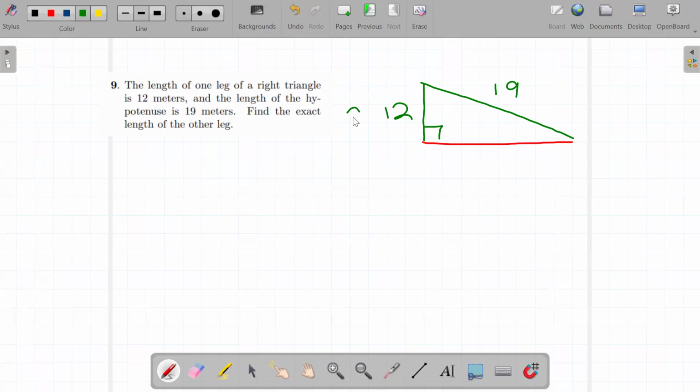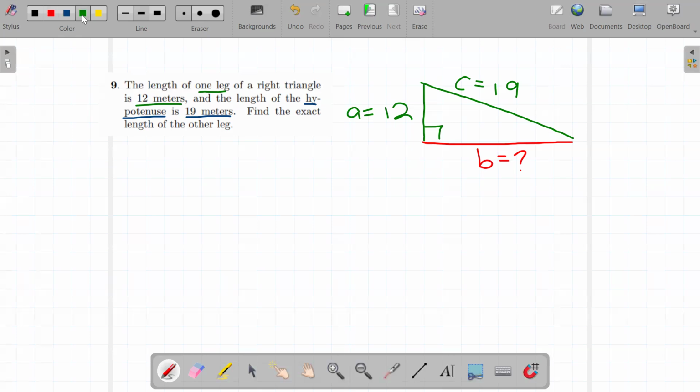So I have a leg. Let's say this leg is going to be a. I have the hypotenuse, which we always should call c. And I don't know the length of the other leg. So I've got to be a little more careful on this one because I wasn't given the two legs. I've got one leg is 12. The hypotenuse is 19. Okay, so do you have to draw a picture? No, but it helps me get things right. So I think that's the right picture.